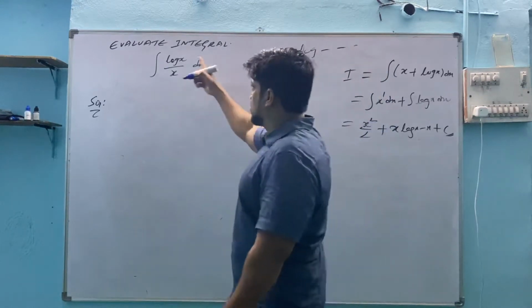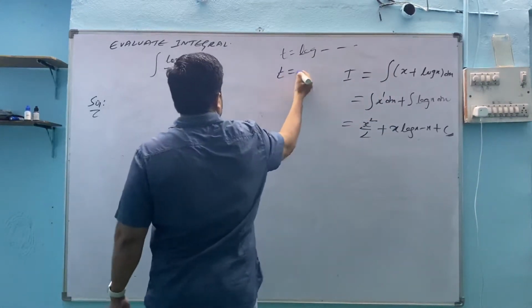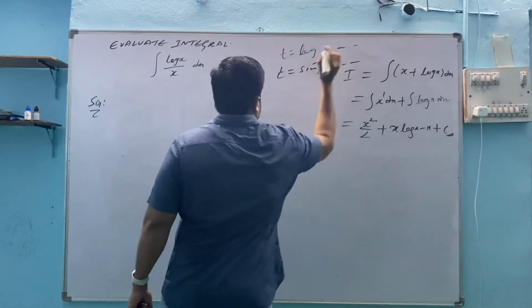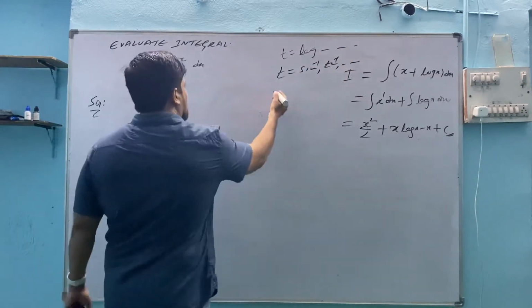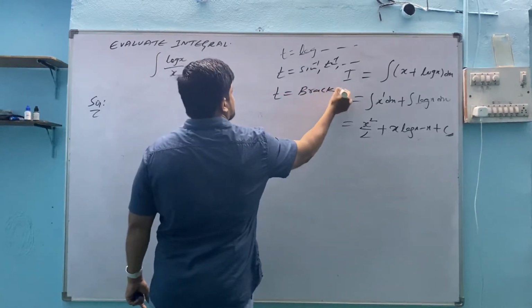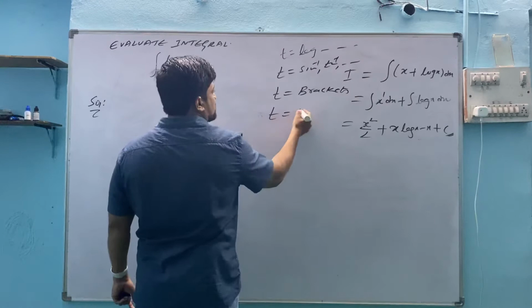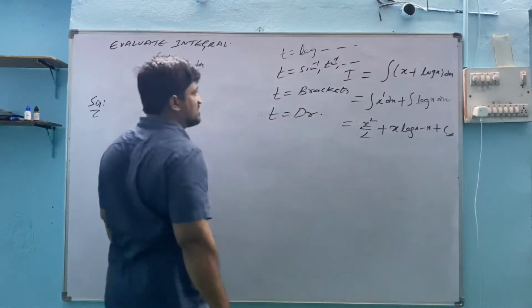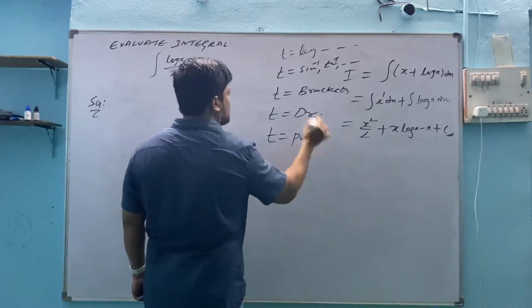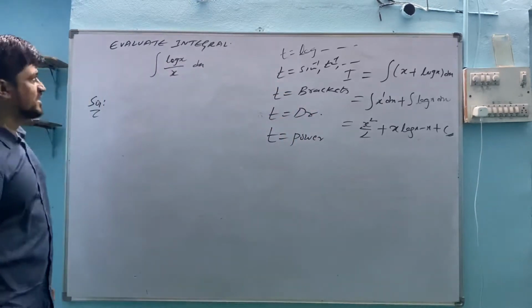If log values are not given to you, then t will be inverse functions: sin inverse, tan inverse, cos inverse, or t is equal to bracket parts, or t is equal to denominator values. Mostly t equals to power content values also. Now check it out, keep those things in mind.